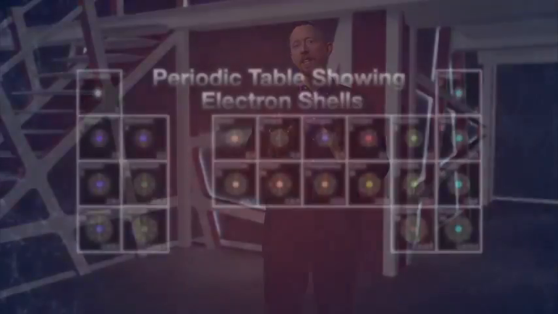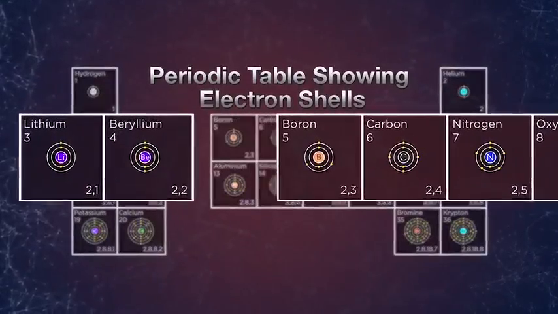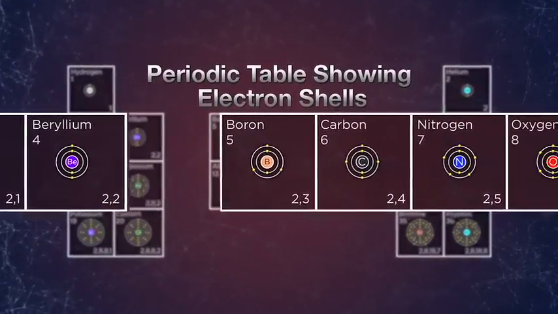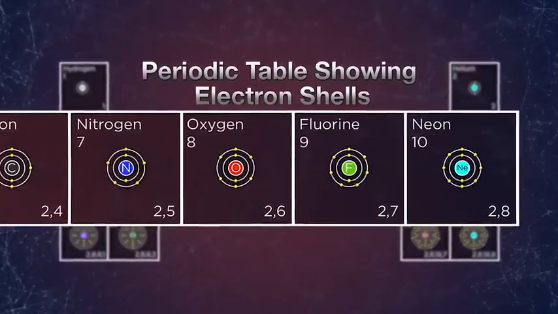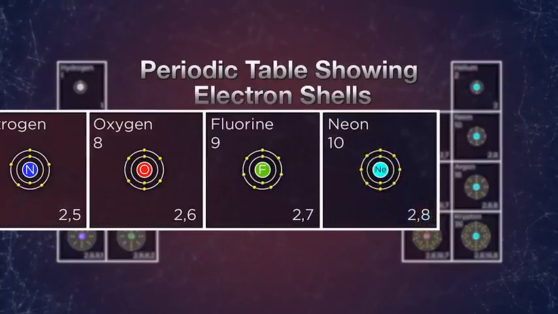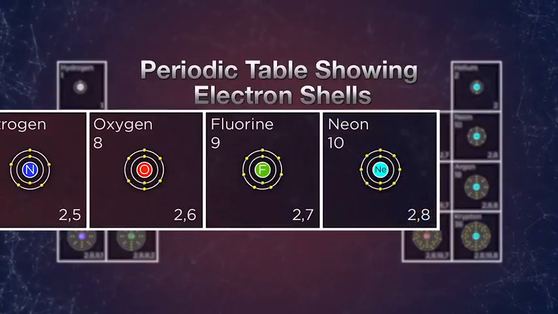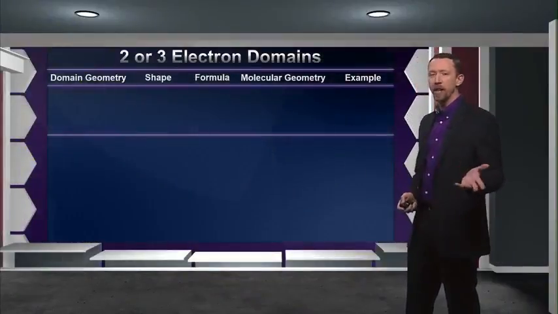So to start, let's limit our discussion to molecules with a central atom from the second row of the periodic table. When we use this notation, we find that molecules with central atoms from row 2, only being able to hold 8 valence electrons at most, only have 4 possible situations. We'll begin with the simplest possible example, 2 or 3 electron domains.